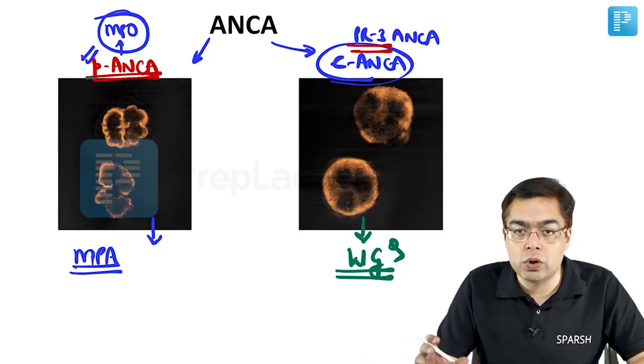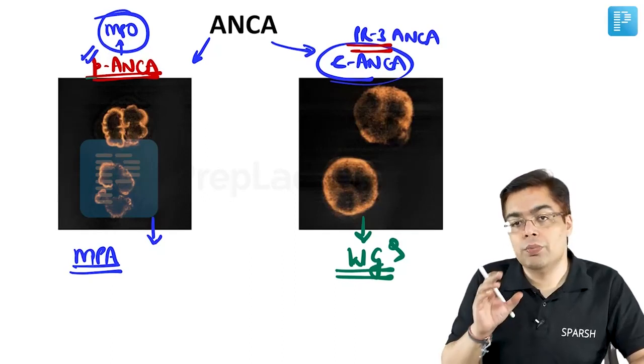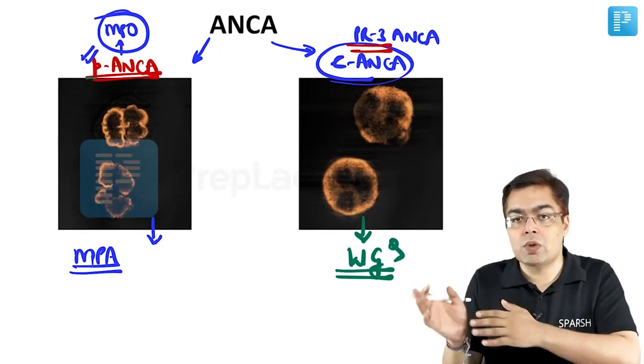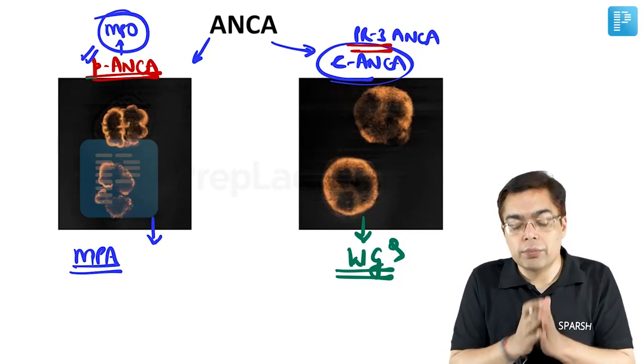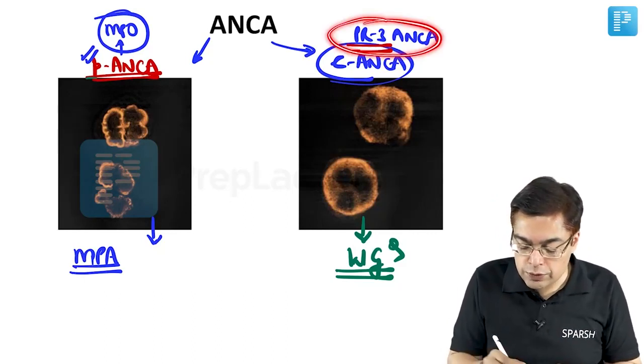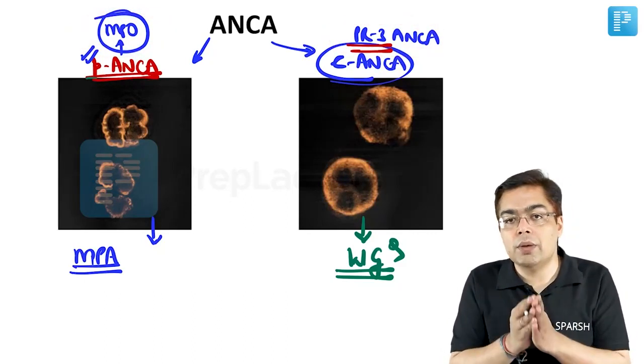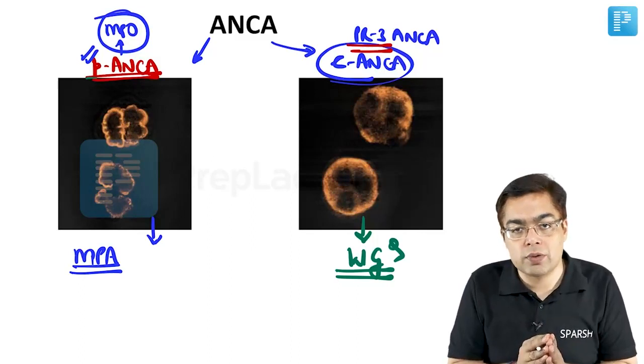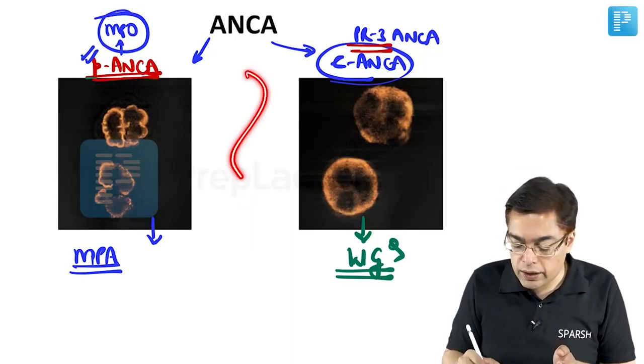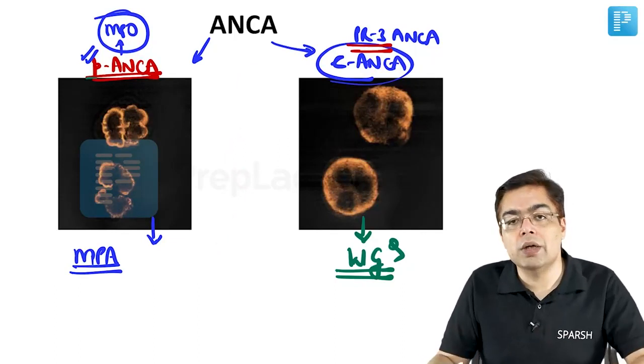So all in all, what I want you to remember is look at those stainings, you should be able to identify the cytoplasmic area vis-a-vis the perinuclear area, and you need to be familiar with the antigens, a very potential question for the exam. And third point is you need to remember at least one prominent example of a vasculitic condition in which you're going to have either of them. So that is about ANCA that we need to have an idea about.